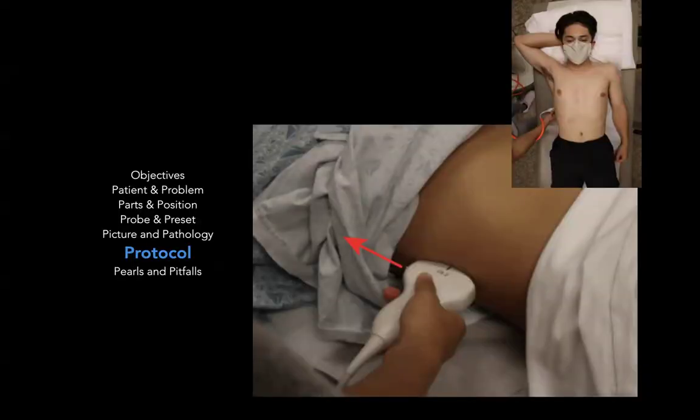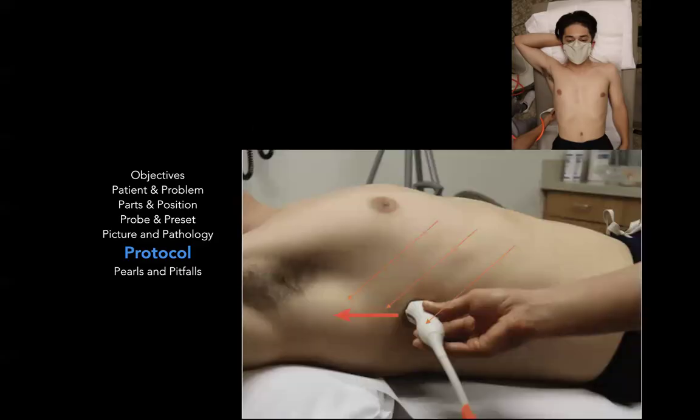In terms of the protocol, finding the kidneys is fairly simple. You have the patient lying on their back, and in order to maximize the space between the ribs, you can have the patient place their hand above their head so that the ribs are the furthest apart. Then you can use the xiphoid process as a marker and draw a line from the xiphoid process to the mid-axillary line. Once you do that, you can place the probe right there with the probe marker facing the patient's head.